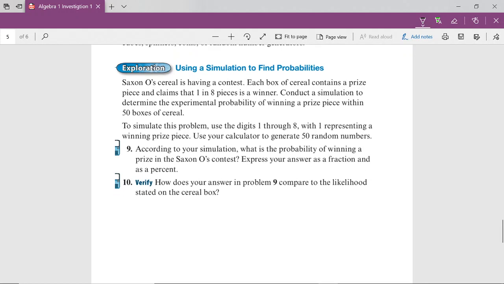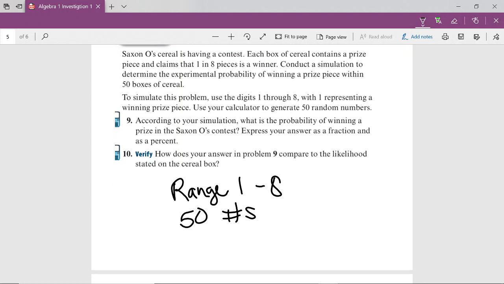What you're going to do on that number generator, I'm not going to show in this video, you can go back to your lab to remember how to do this on a calculator, but you are going to say my range is from 1 to 8, and I want 50 numbers to come up. You can also do this in groups of 10. It might be easier to make sure that you're not missing a number, but every time a 1 comes up, that means that we have won.